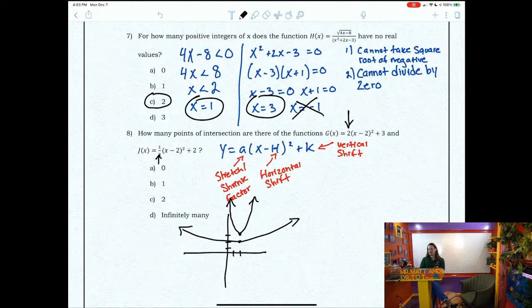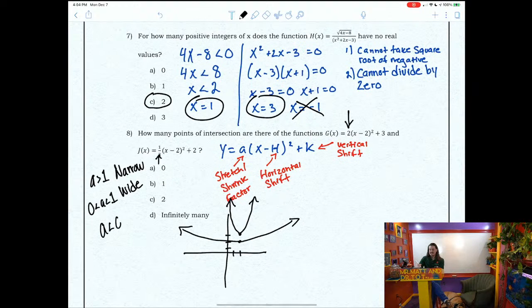When a is greater than 1, that's going to produce a very narrow graph because it's going to increase very fast. When a is in between 0 and 1, that's going to produce a relatively wide graph, because it's going to increase slower.